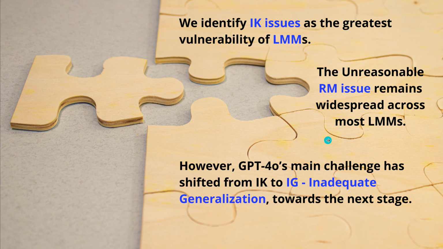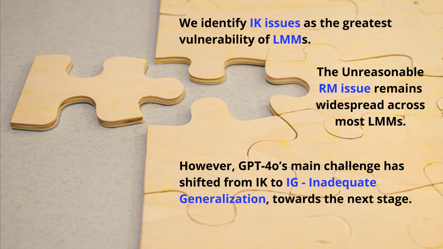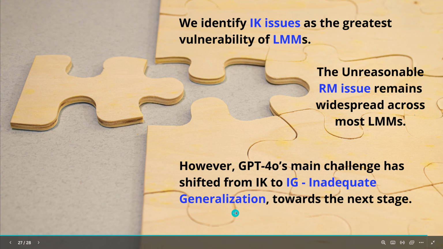However, they say that one system, of course GPT-4 Omni, has its main challenge shifted away from the inadequate knowledge to inadequate generalization. GPT-4 Omni is now fighting with the next step, inadequate generalization of one-step mathematical problem solving. So you see, one little LMM is trying to get to the next step on the ladder of complexity, and it is now entering the domain of inadequate generalization.